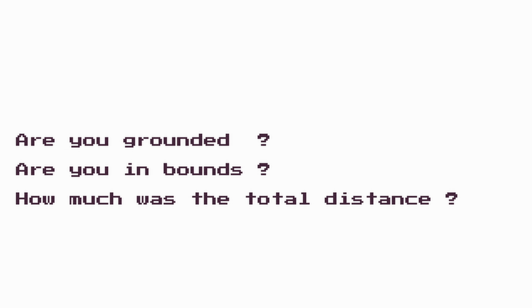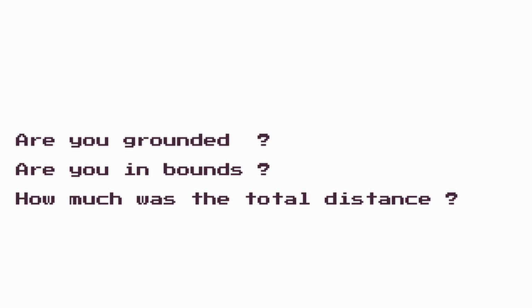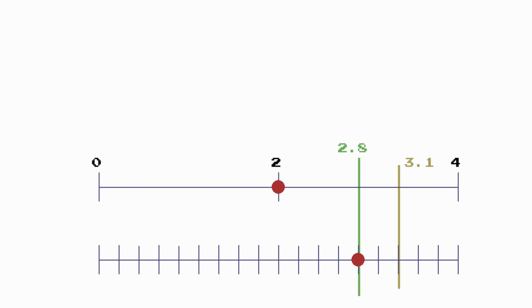The game is gonna ask a series of questions to determine if balanced landing should be activated. These checks happen on every frame, but for the sake of simplicity, we're only gonna look at them in this particular instance. The game's gonna ask the player, are you grounded? Which, yes, we're grounded right now. Are you inbound?